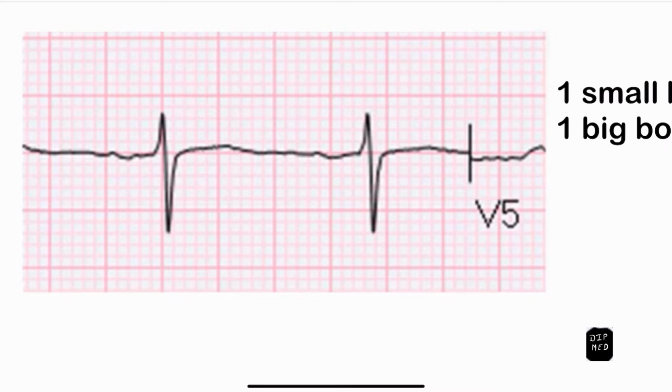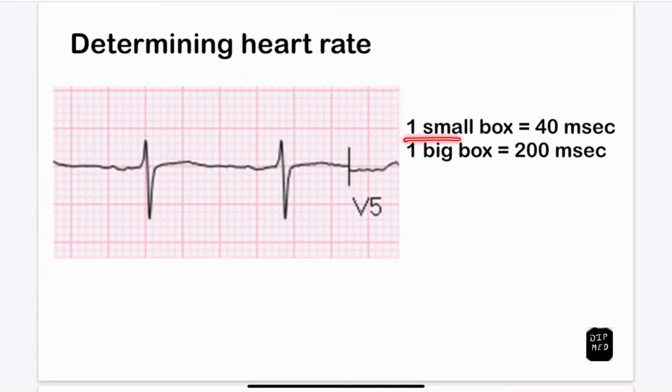The way this is done is by finding out how many big boxes there are between two QRS complexes. If we look carefully at the ECG, there are actually two types of boxes: big boxes and small boxes. 5 small boxes make up one big box. And since one small box represents 40 milliseconds of time, 5 small boxes represent 200 milliseconds. Hence, one big box is 200 milliseconds.